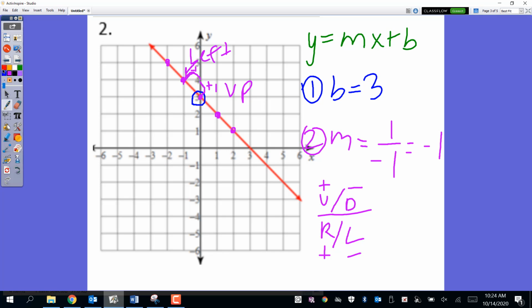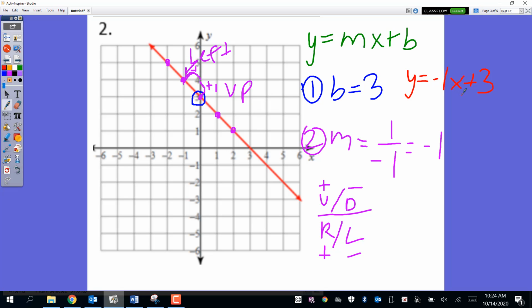So now I'm ready to write my equation. I got y equals, what was my slope? Negative 1, x. And then I just have a 3. So I'm going to put 3. I have to have a plus or minus sign in between. My 3 was positive, I put a plus. So you can leave it like this as negative 1x.